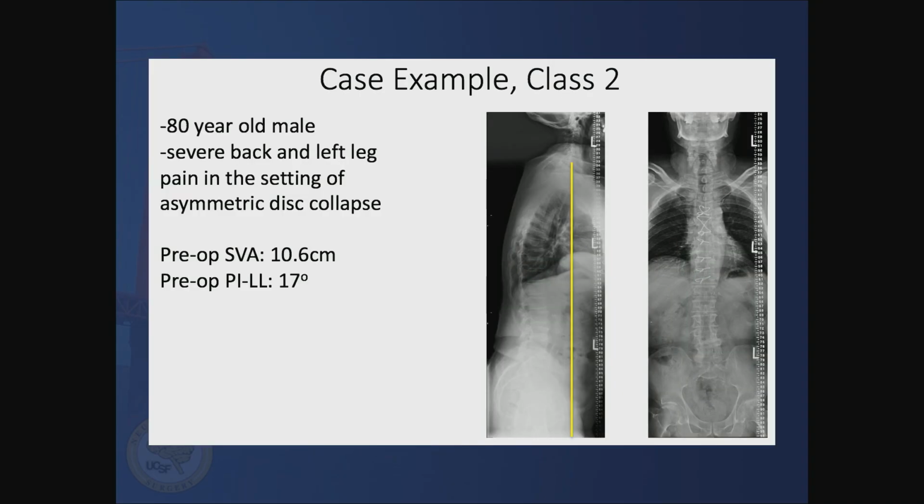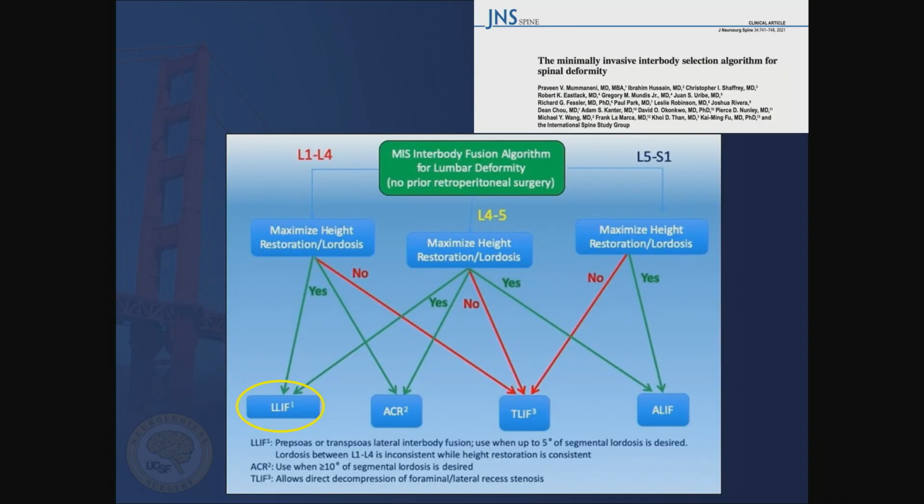This is somebody who is 80. This person's not going to really tolerate a whole bunch of big surgery very easily. Has severe back and leg pain. You can already see there's already been multiple laminectomies and now a flat back with an SVA of 10 and an LLPI of 17. And so, you need lordosis here.